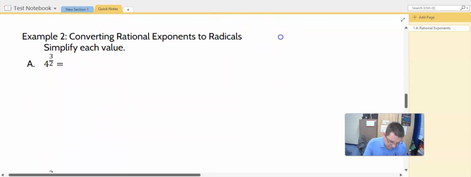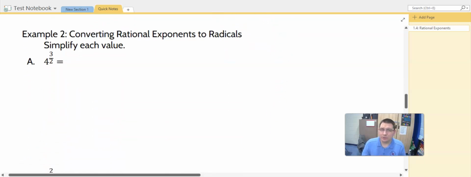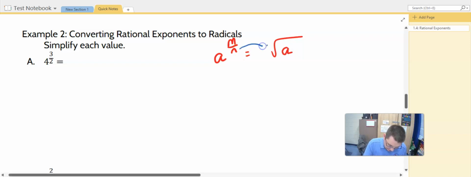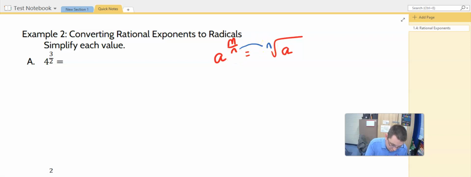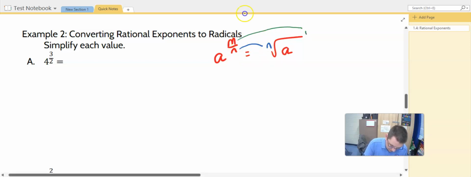Let's look at example 2, where we're talking about converting from rational exponents to radicals. Remember, this goes back to section 1, relating rational exponents to radicals. If I have a to the m over n power, we can convert that to a radical. The a will be our radicand, the part inside the radical. Then our index is the denominator of that exponent. Again, the denominator is the index. And the numerator, the m in this case, will be the power outside, and we'll put that around in parentheses.